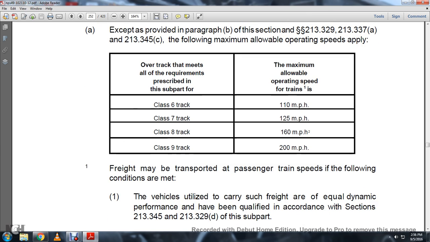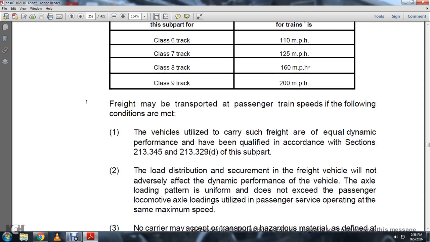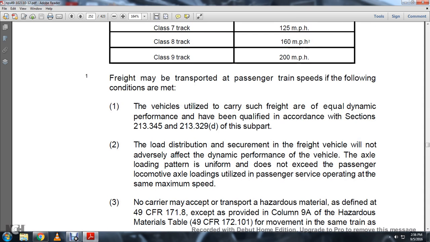Freight may not be transported on passenger trains unless the following conditions are met: the vehicles utilized to carry such freight are equal in dynamic performance to those qualified in accordance with sections 213.345 and 213.329 of this subpart. Loaded distribution and securement of the freight vehicle will not adversely affect the dynamic performance of the vehicle. The axle loading of the freight vehicle does not exceed the passenger locomotive axle loading utilized with the passenger service operating at the same maximum speed.